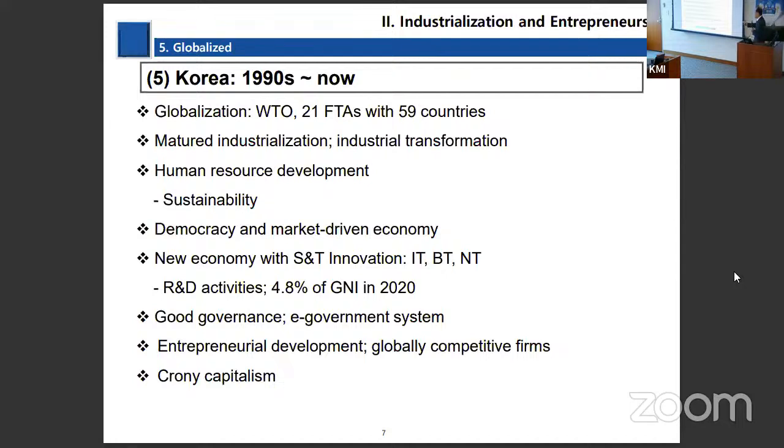Because we have been spending a huge amount of money on R&D, research and development, one of the highest in the world. Only Korea and Israel spend more than 4.5% of GNI on R&D. So that made it possible for us to progress in science and technology. I think you will understand that. It is not only that: because of very rapid promotion of the ICT sector, we had a very good e-government system. Everything is an e-system.